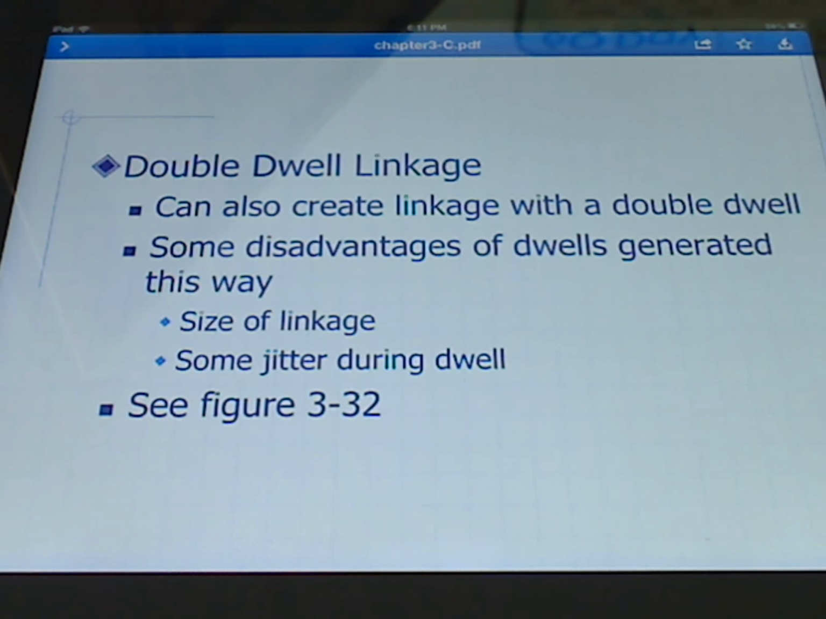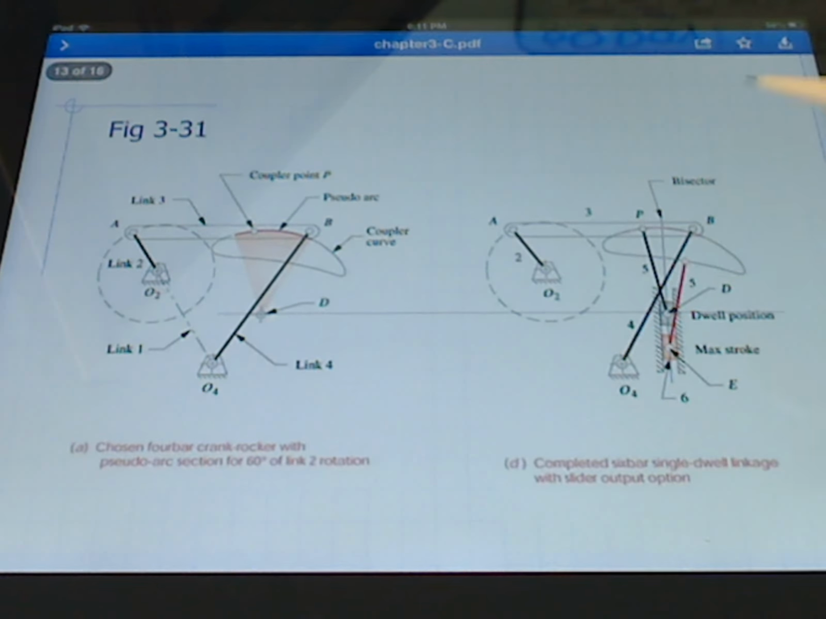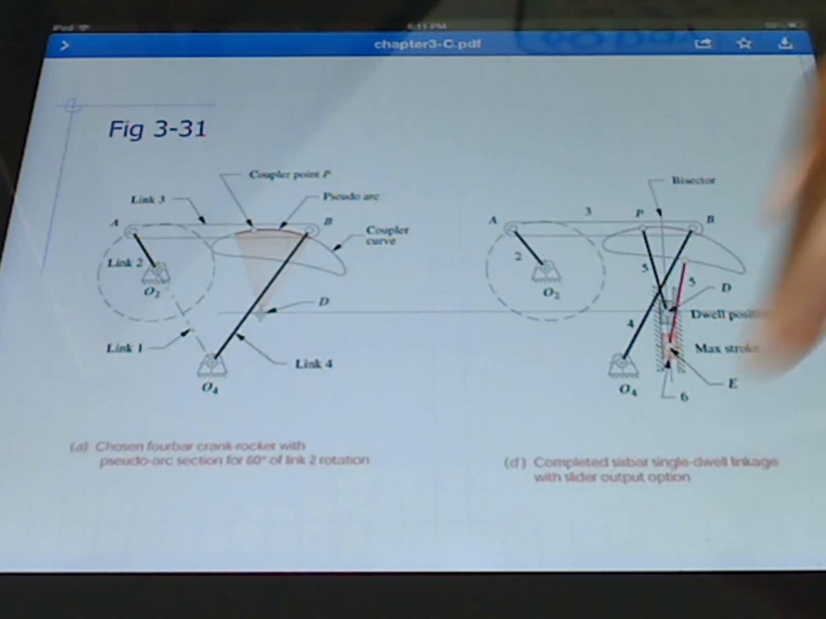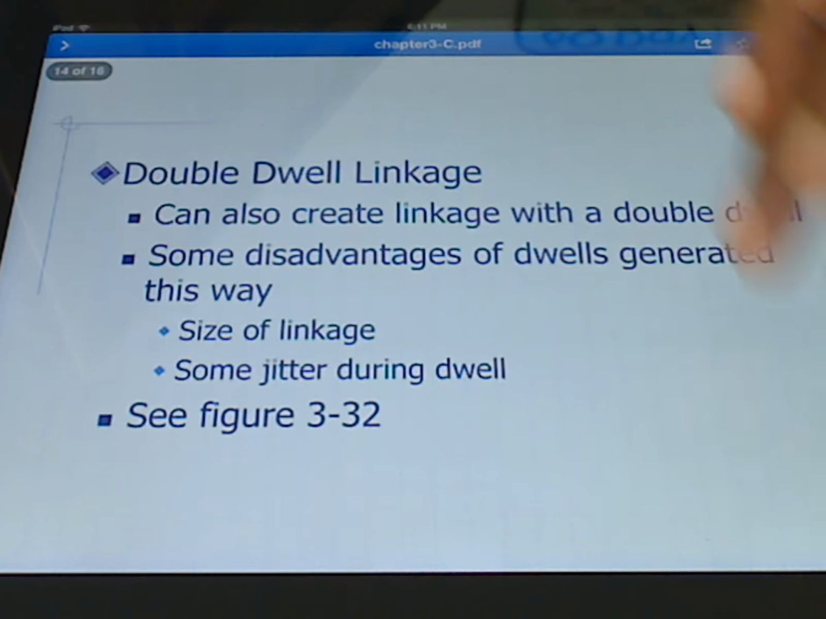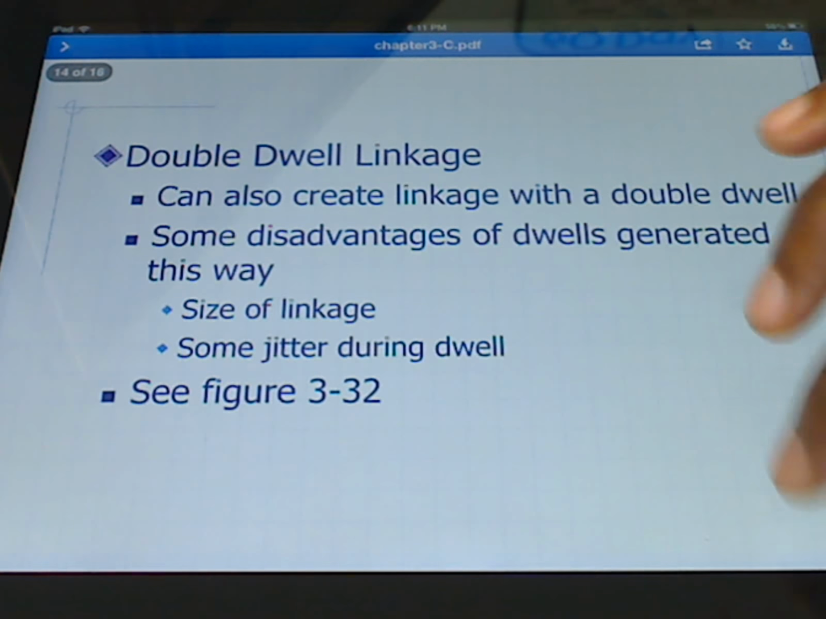All of them are approximate, and what we're saying there is in the example of our first single dwell, at this dwell location, this is not a perfect dwell. We end up with a little bit of jitter, a little bit of shimmy here when we're in the dwell position, because this is not a perfect circle that we found the center of here. We're going to get some jitter also in the double dwell.